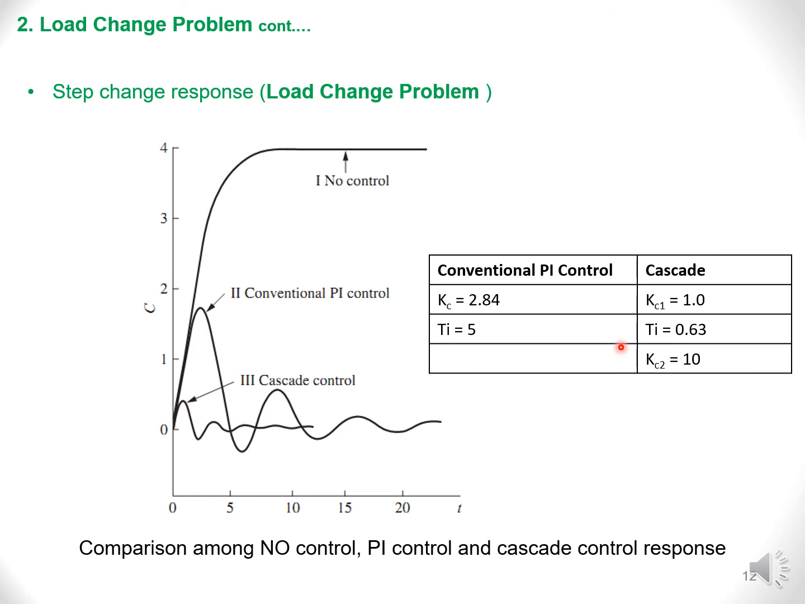But if you use the cascade system, in this case, then you have the KC changing for the primary controller and tau I primary controller 0.63, and the secondary controller KC constant as before. Then we can see that there is very little overshoot and very little oscillation, and it goes to the set point faster than if we have just the conventional method itself.